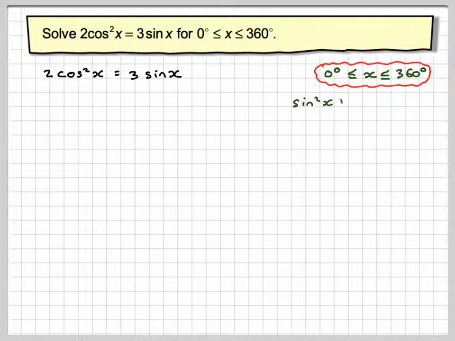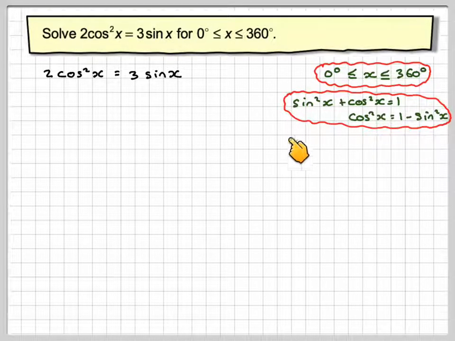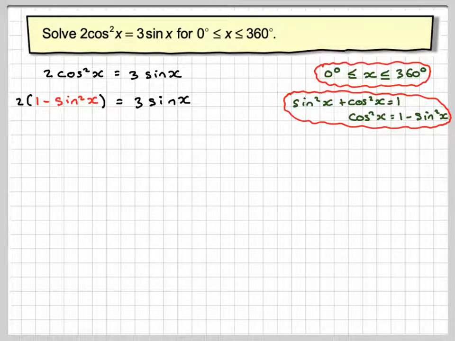We know that sine squared x plus cos squared x is equal to 1. Therefore, cos squared x is 1 minus sine squared x. So we're going to replace the cos squared x here with 1 minus sine squared x. We're going to have 2 brackets, 1 minus sine squared x, is equal to 3 sine x. And then we're going to multiply through. We're going to get 2 minus 2 sine squared x is equal to 3 sine x.